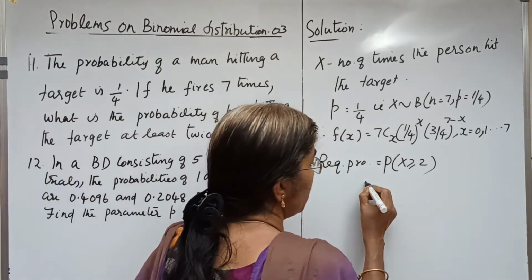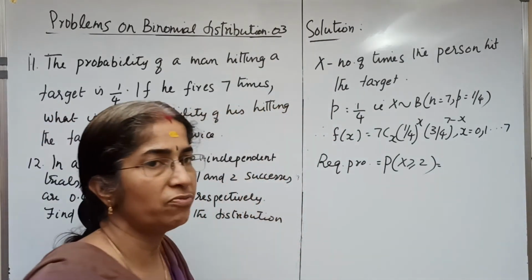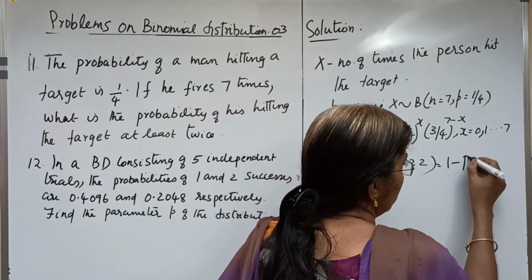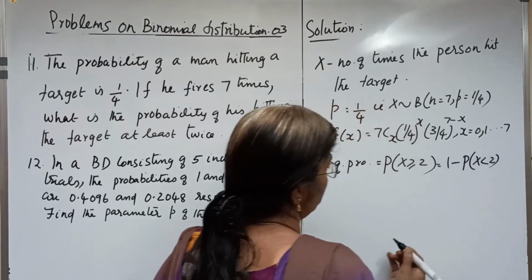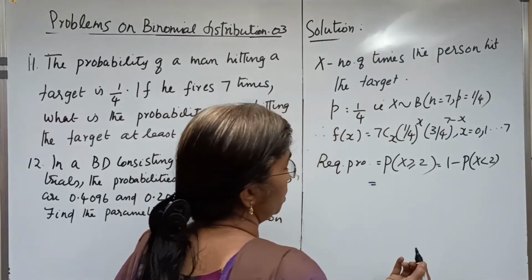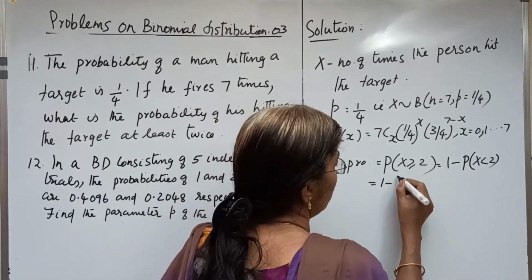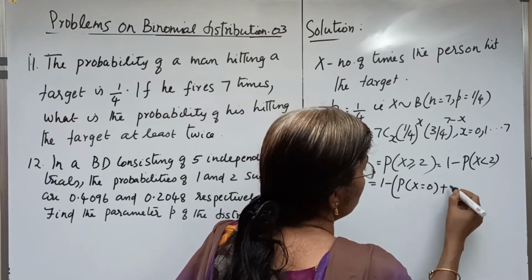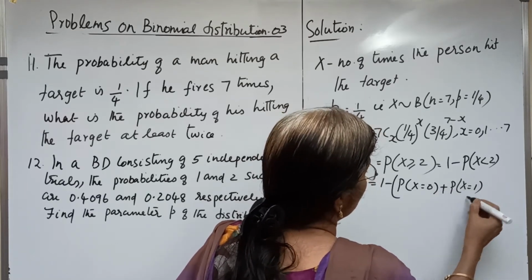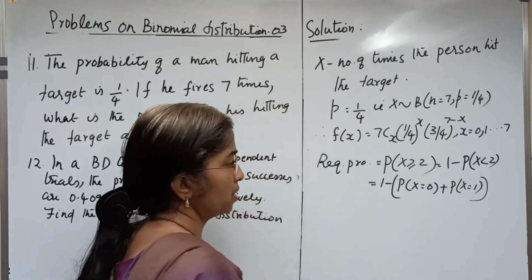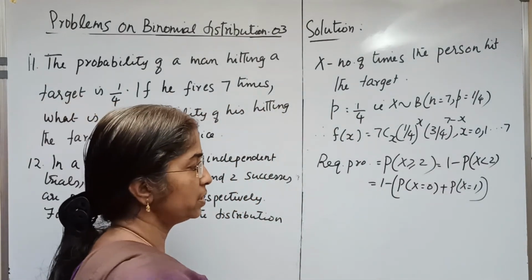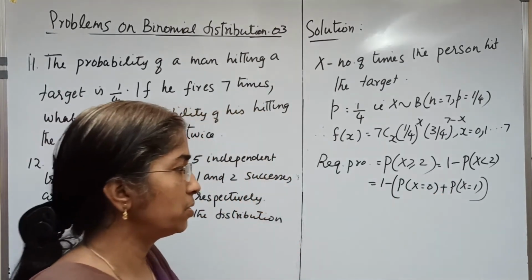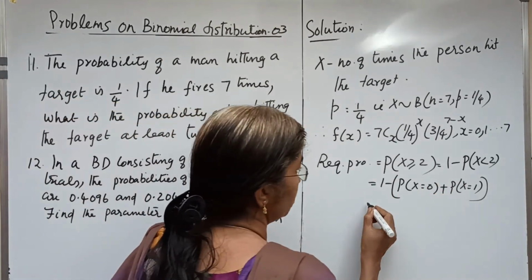Okay. So we may assume the complementary event, 1 minus probability x less than 2. So that it is equal to, what about, 1 minus probability x equal to 0 plus probability x equal to 1. This total is to be subtracted from 1, isn't it? 1 minus bracket probability x equal to 0 plus probability x equal to 1.